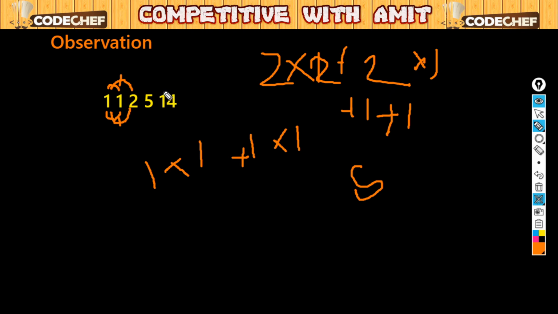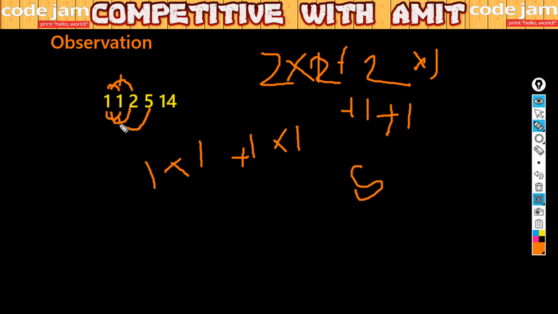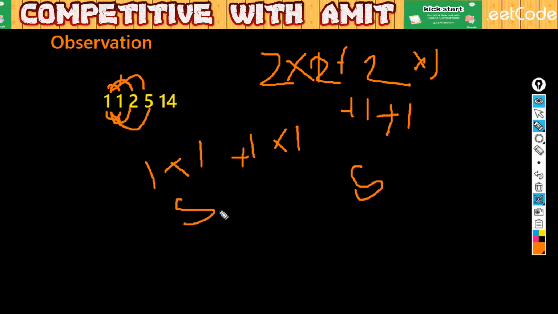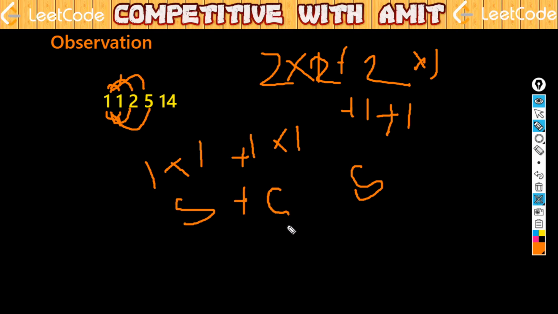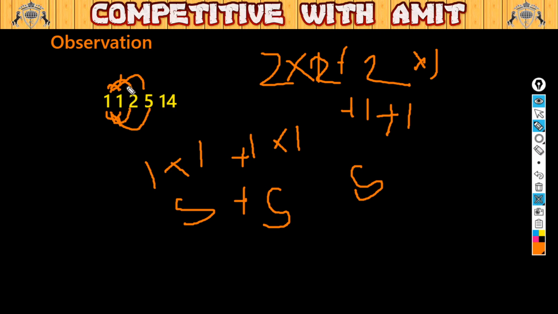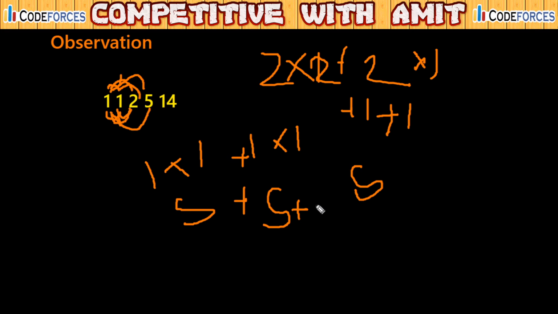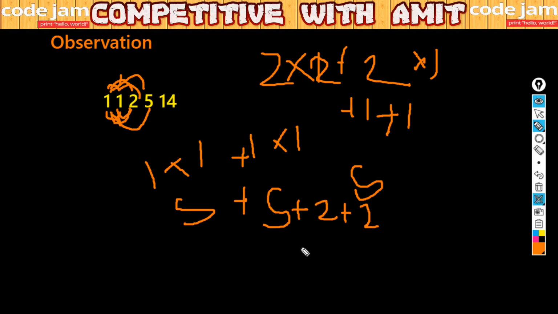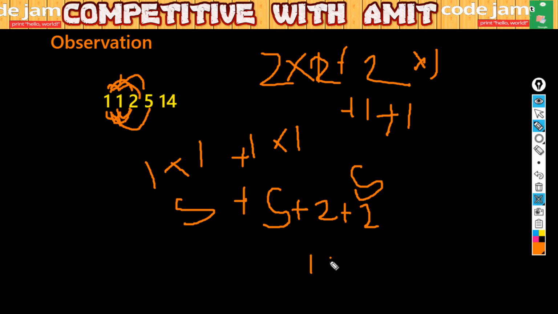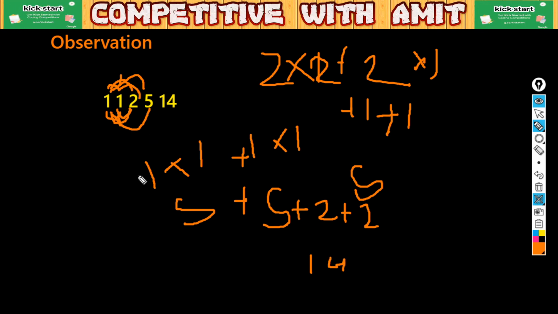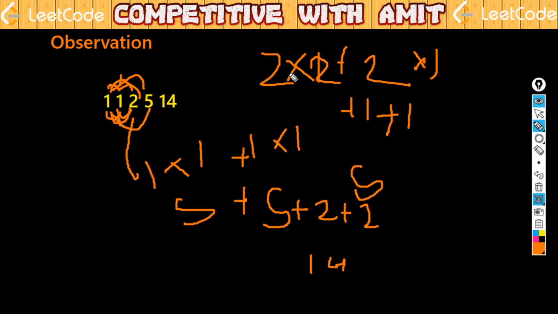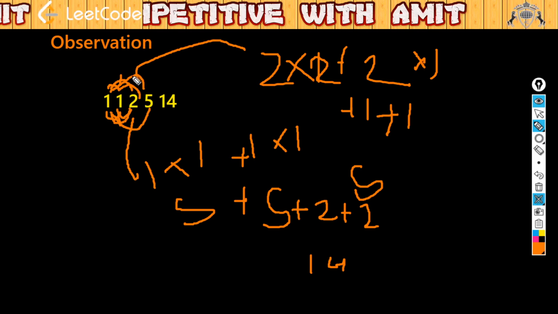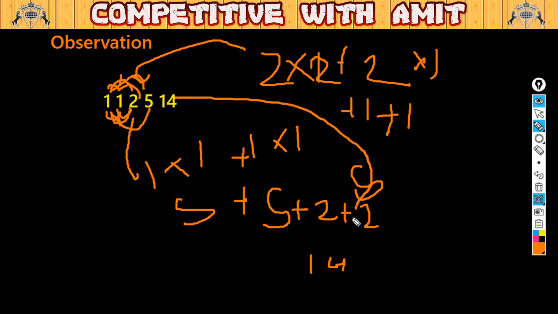Now if I want to find out for n equals 4, it will be 5 multiplied by 1 plus 1 multiplied by 5, so 5 plus 5. Then 1 multiplied by 2 plus 2 multiplied by 1, so it will be 2 plus 2. So it will become 14. So I found out for n equals 2, I got the correct answer. For n equals 3 also I got the correct answer. For n equals 4 also I got the correct answer.